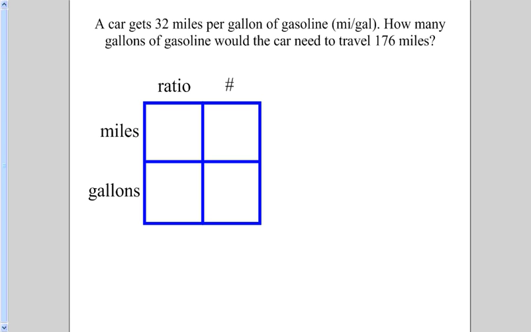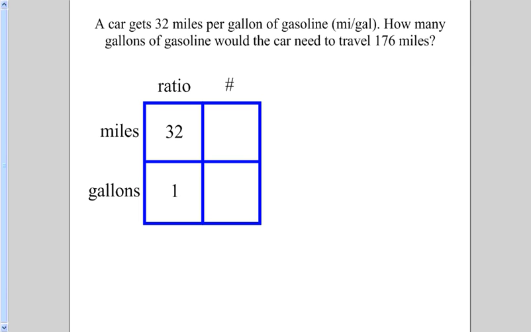The first sentence tells us the information that we need to be able to compare for our ratio. A car gets 32 miles per 1 gallon. Per gallon means per 1 gallon. And that's our unit rate right there. Our rate for 1 unit, as in the Spanish uno.